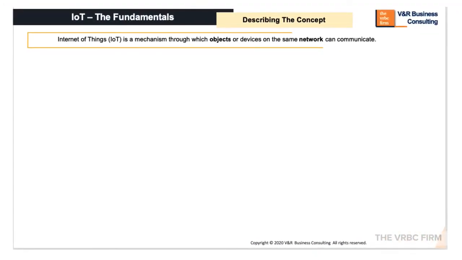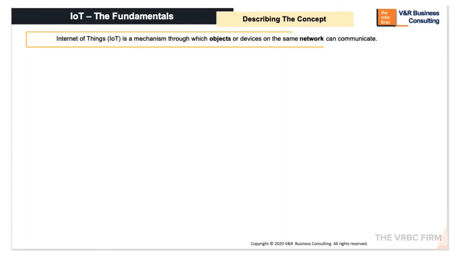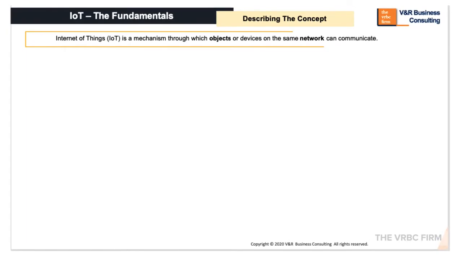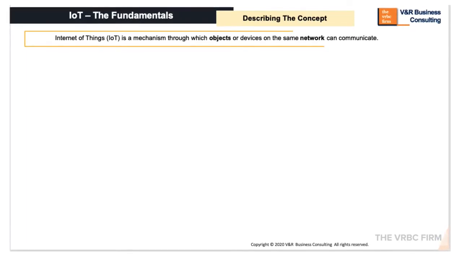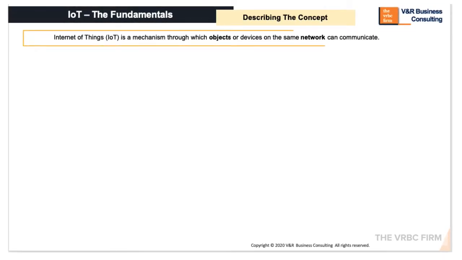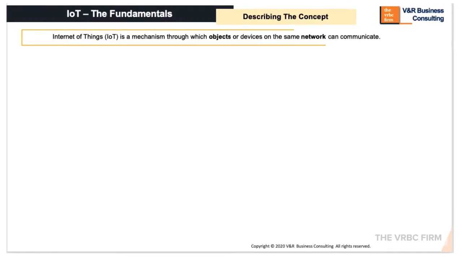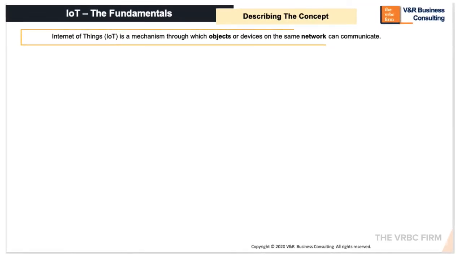So how do we define IoT? Well, we've defined it as a mechanism through which objects that speak the same language can digitally communicate with each other, as well as give information about themselves. So essentially, IoT is a set of components that set up the medium through which objects, typically objects that have no other means to digitally communicate.